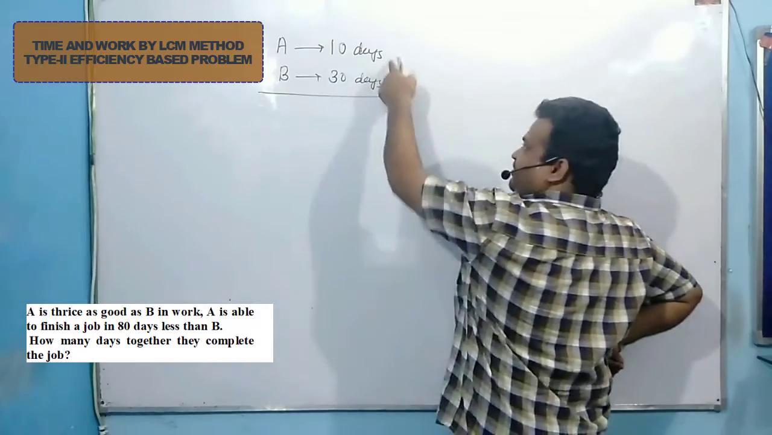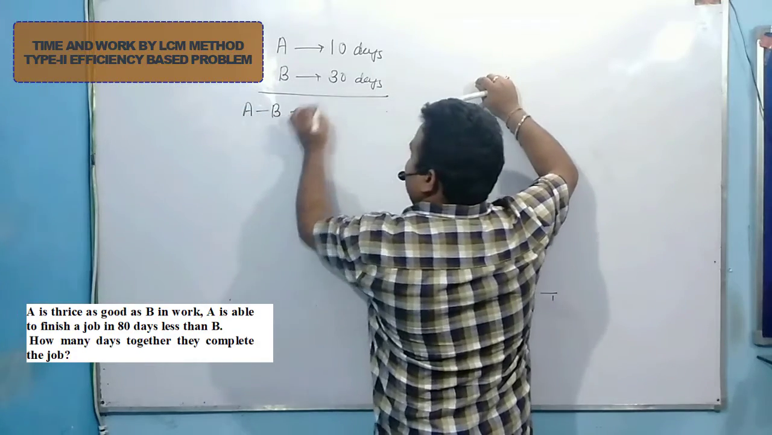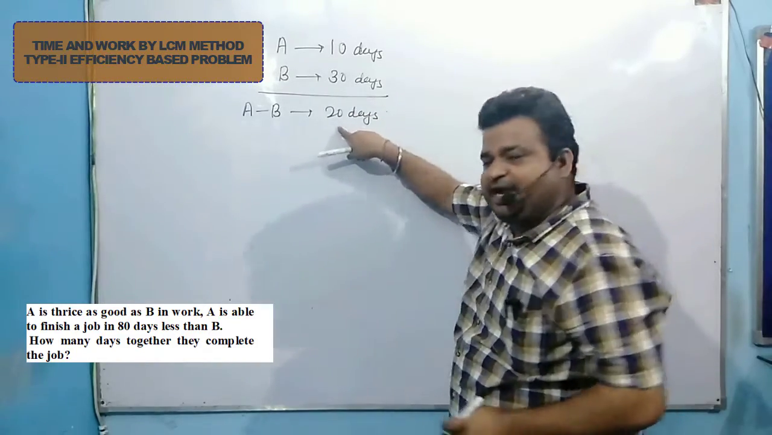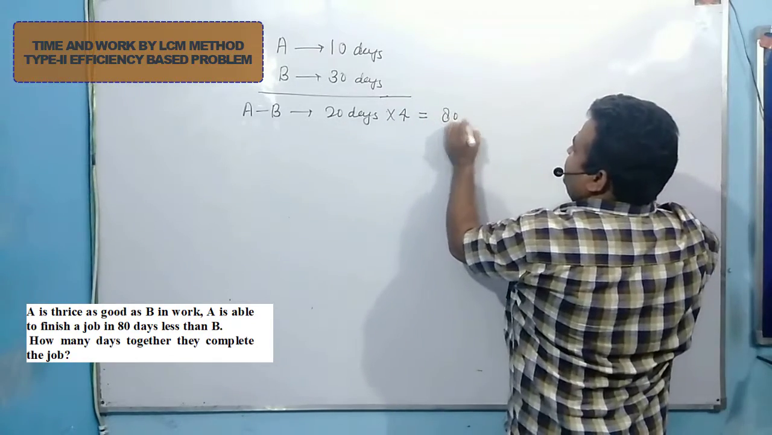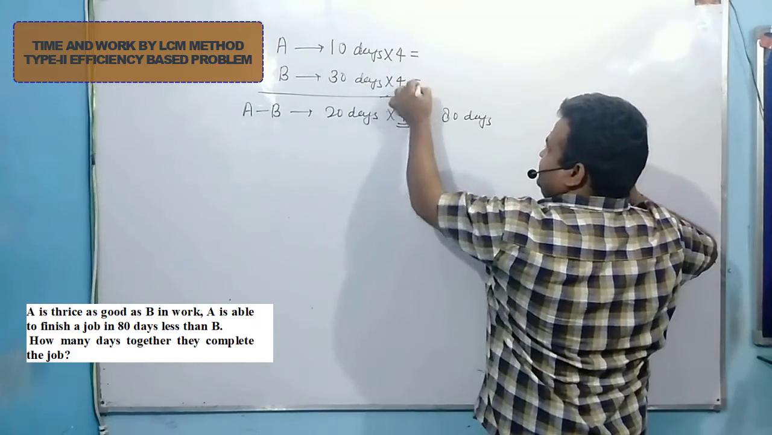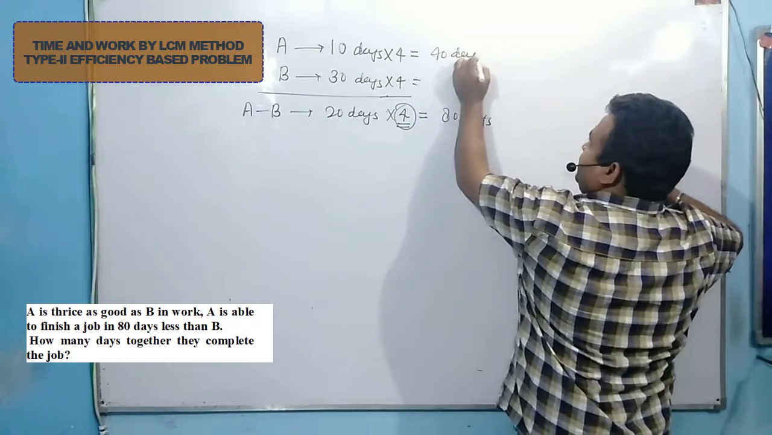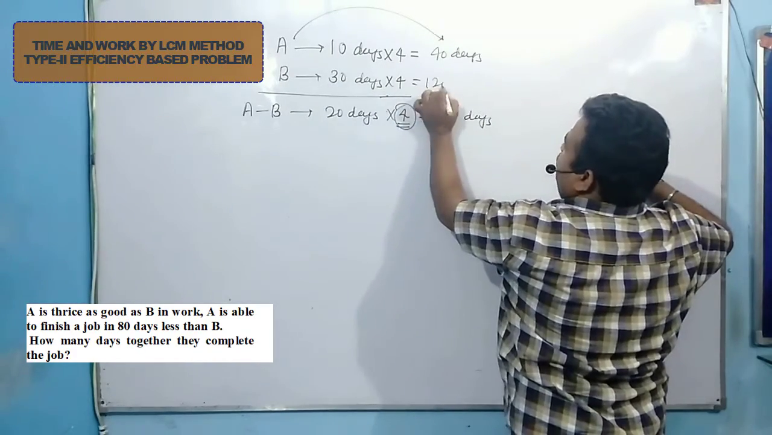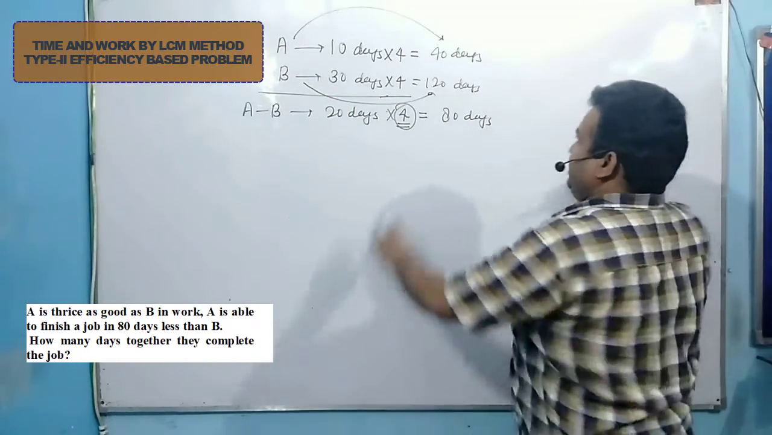Yes or no? So if I make the question this way, this is my assumption, my initial value. What is the difference of A and B? My difference of A and B is 20 days. Now I make sure that this difference must be 80, which is mentioned in the question. So I need to multiply by 4. 20 into 4 gives 80 days. Now this 4 needs to be multiplied in both cases. So 4 into 10 gives 40 days. If A completes the work in 40 days, then B takes 30 into 4, which is 120 days.